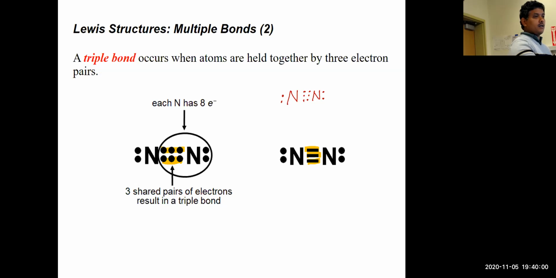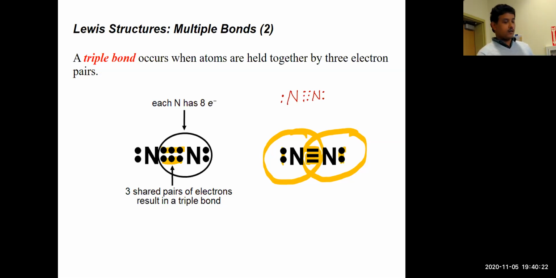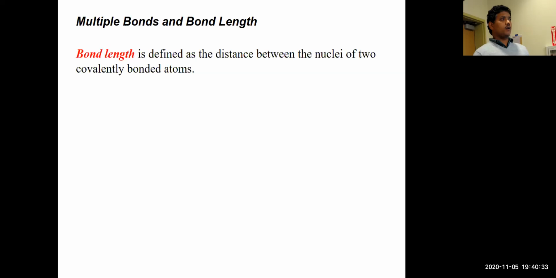Now, if you count again, each nitrogen has 8 electrons in its vicinity, 2 in the form of a lone pair and 3 shared bonds meaning 6 electrons, total 8. And this nitrogen on the right also has a lone pair and is still connected by 3 bonds, so total 8 electrons. That is how they achieve the 8 electrons, the octet rule. We say that they are satisfying the octet rule. Okay. Now that we know what multiple bonds are, let's focus on the relationship between multiple bonds and bond length.